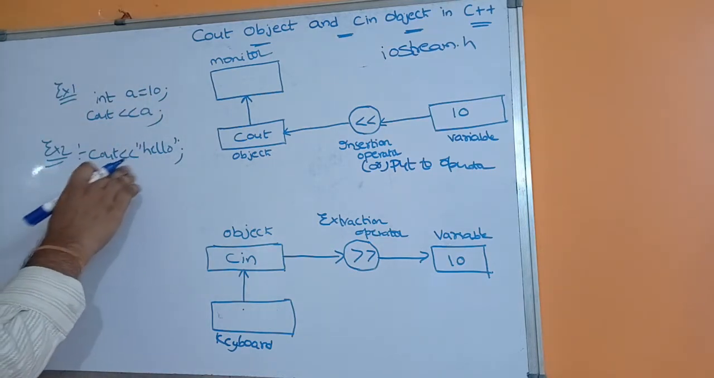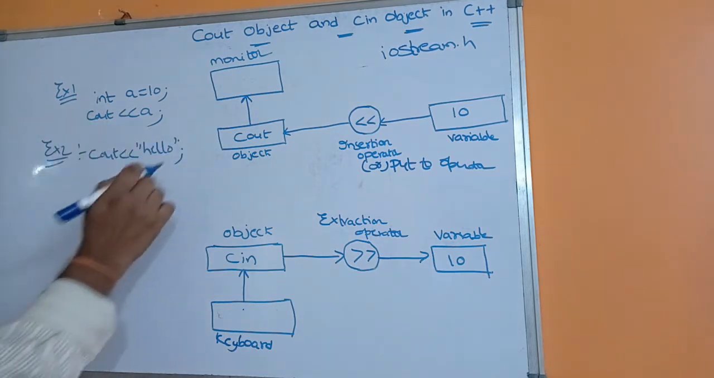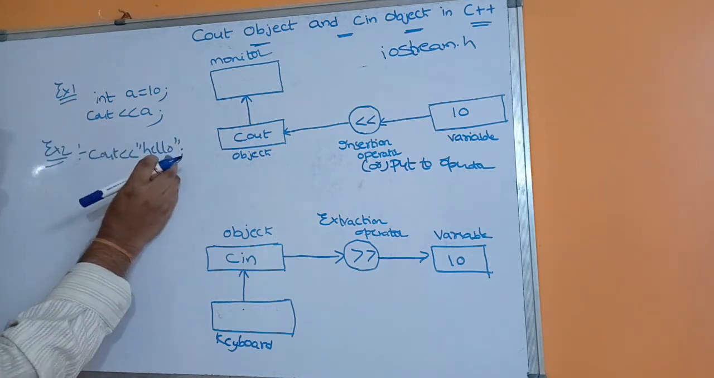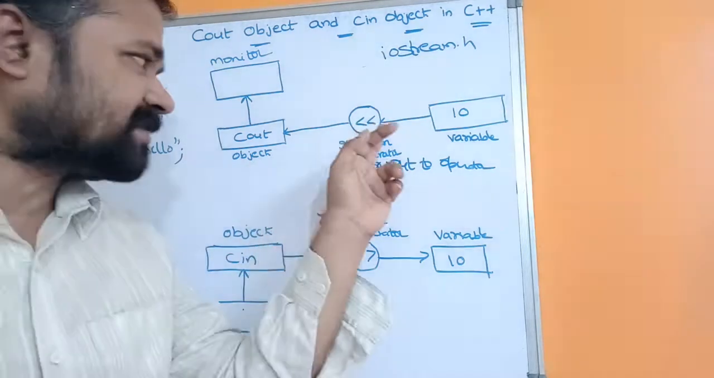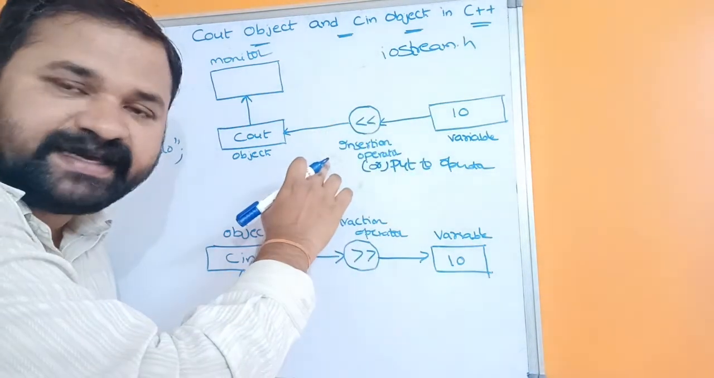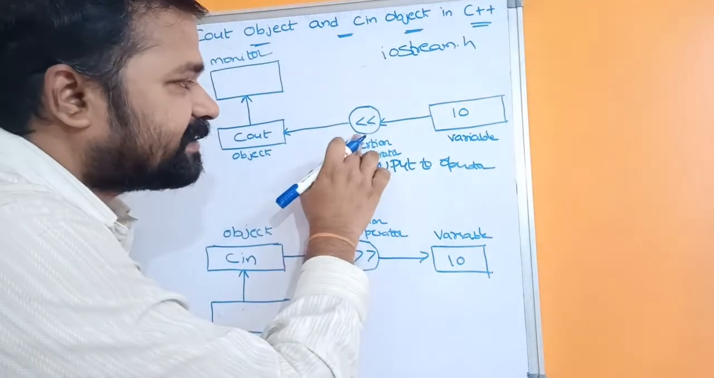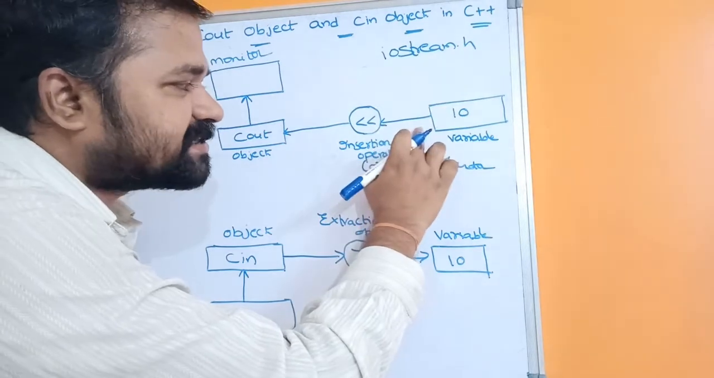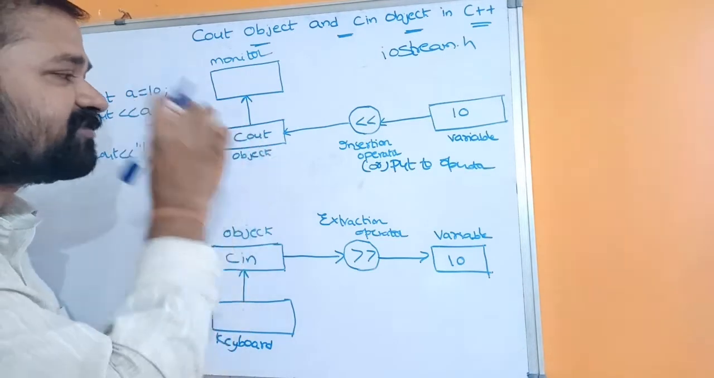If you take this example, cout less than, within the double quotations, hello. Whenever the statement is executed, the content which is enclosed in double quotations, that is hello, will be displayed on the monitor. Now let's see what is the duty of the less than operator. Here less than is known as the insertion operator or put to operator. So the less than operator inserts the contents of the variable which is on its right side into the corresponding object on its left hand side.